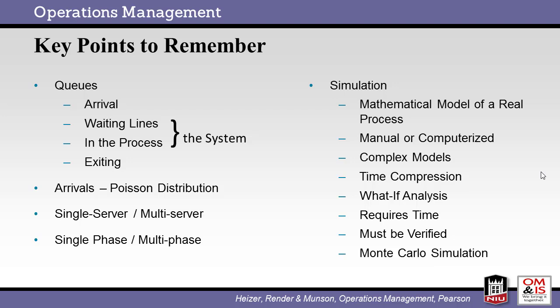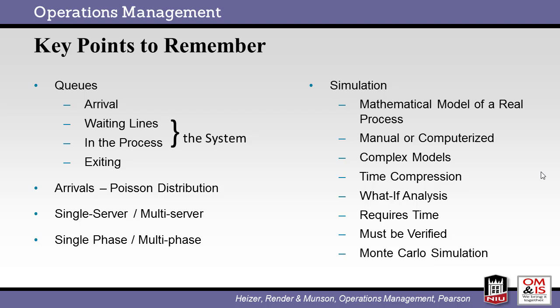The lines and services provided can be laid out a variety of ways. We might have single server or multiple servers. The number of servers might be the number of teller windows at the bank. The service process may have multiple phases. The phases are the steps required to deliver the service.